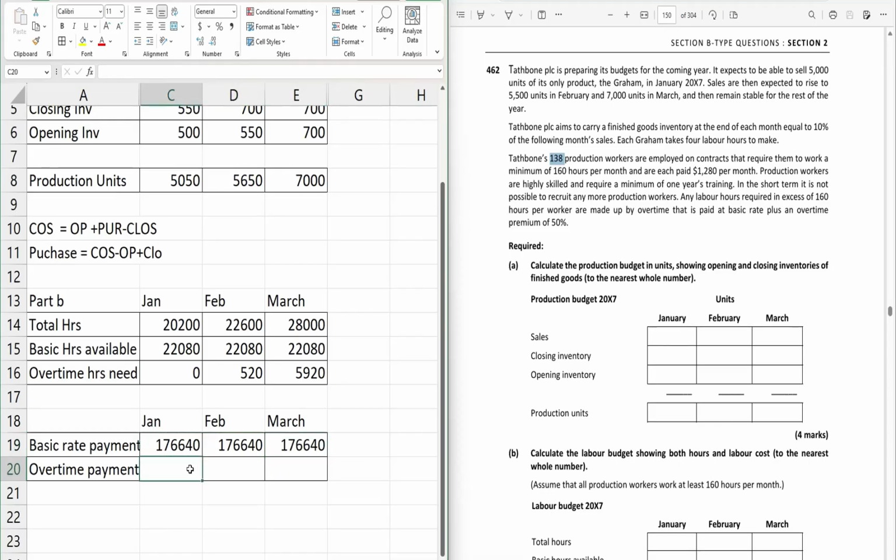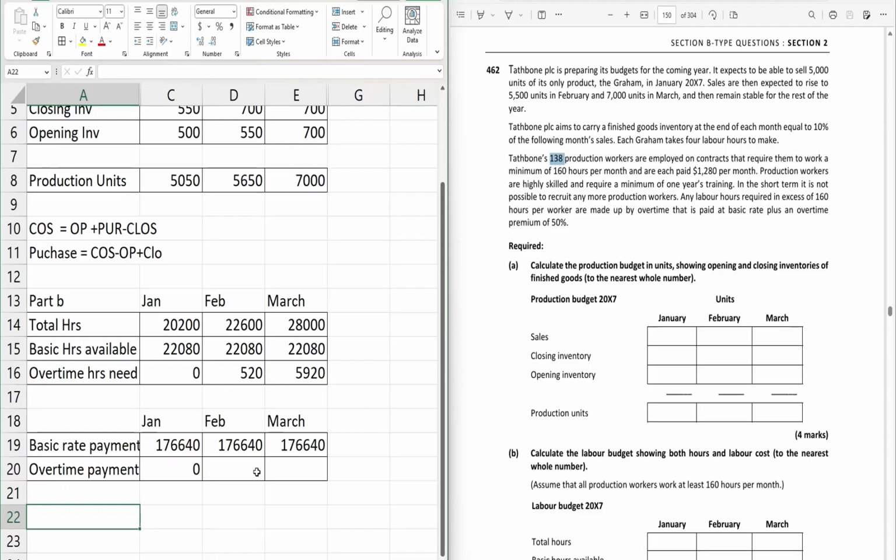Now overtime payment. As workers are not doing any overtime in the month of January, you can see it's zero, so just keep the zero here and don't leave it blank. Okay. Now next, how much overtime do we need in the month of Feb? 520. And how much should they be paid? Just wait. Here we need to do some calculation to make you understand. I can't go through the shortcut right now.